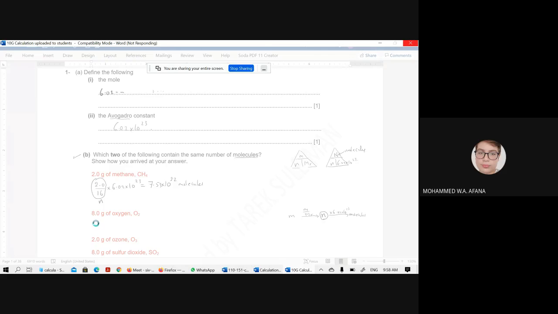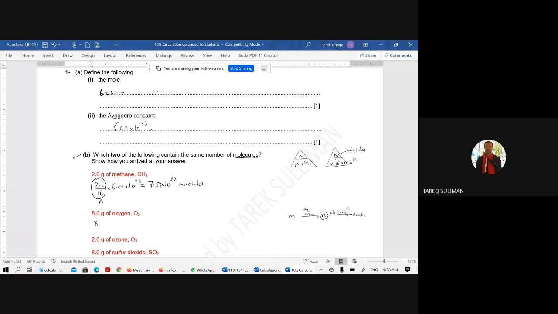To find the molecules, you multiply the n by 6.02 times 10 to the power of 23. So first I need to find n. How to find n? Eight over 16? No, Mr, 32. Yes, because we are finding the molecules. Mr of this is 32, multiplied by 6.02 times 10 to the power 23. Clear?